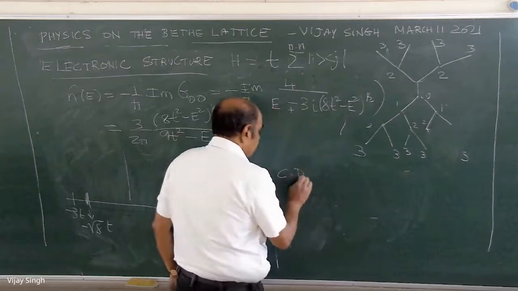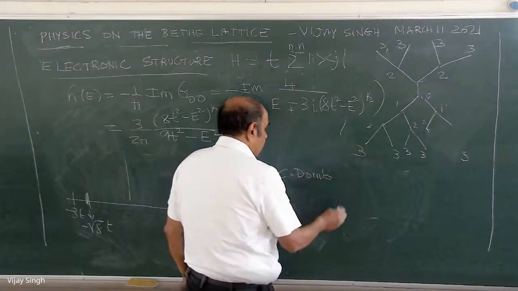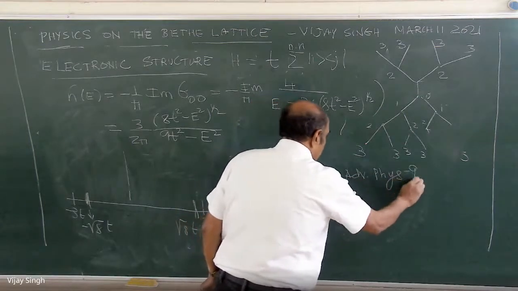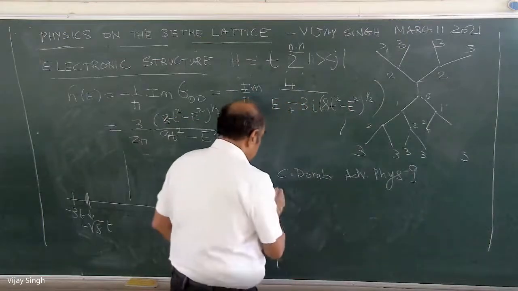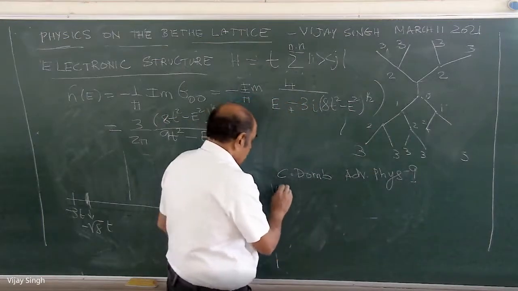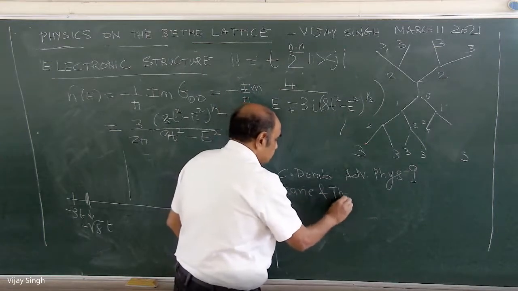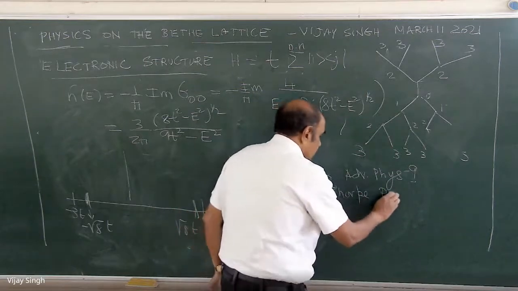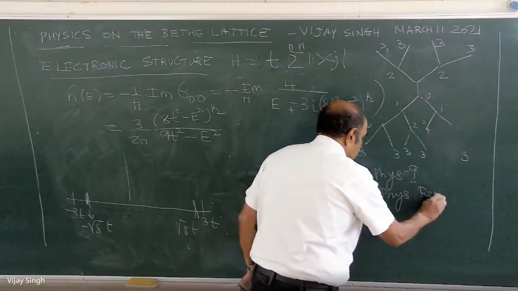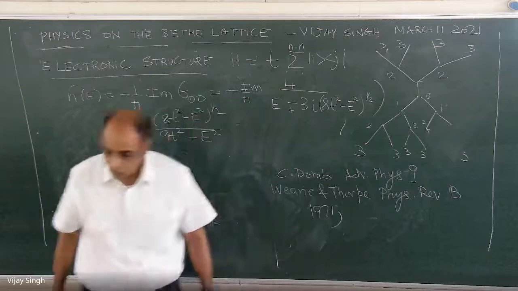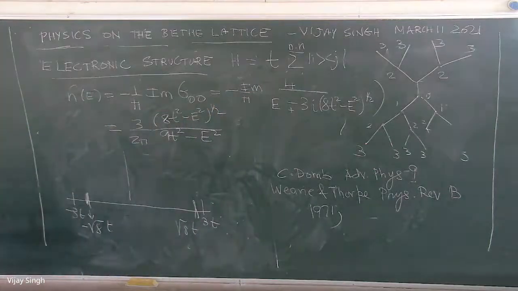Meanwhile, I'll write the references for you. Cyril Domb, Advances in Physics, I think volume 9. This is for statistical mechanics. And for the semiconductor one, it is Michael Weaire, Dennis Weaire and Michael Thorpe, Physical Review B, 1971. I'll give you the volume and the page number also. The volume is 4 and page number is 351.